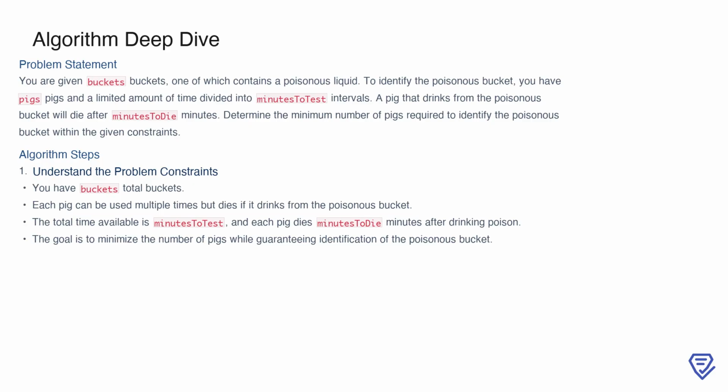The total time available for testing is called minutes_to_test, which means we can run multiple test intervals within the given time. The challenge is to minimize the number of pigs while guaranteeing that we can identify the exact poisonous bucket within the given constraints. This is a classic optimization problem where we carefully balance the number of pigs, the time available, and the number of buckets to ensure efficiency and accuracy.